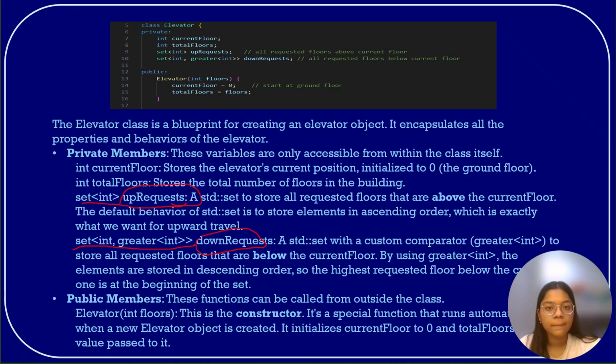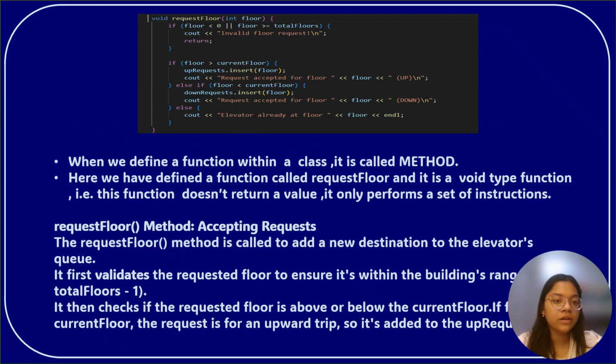Okay. So here we have defined another void type function within the class, the elevator class. And whenever we define any function within a class, it is known as a method. Here we are using a void type function which is named request floor. A void type function basically performs only a set of instructions but does not return any value.